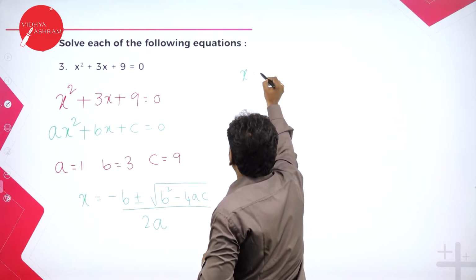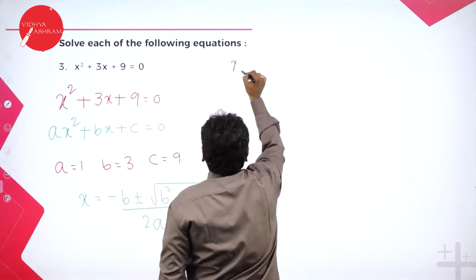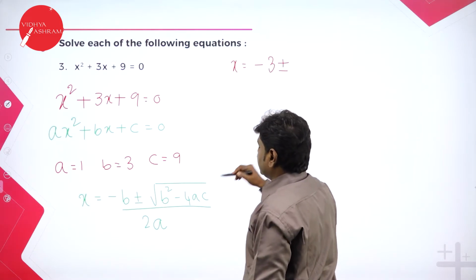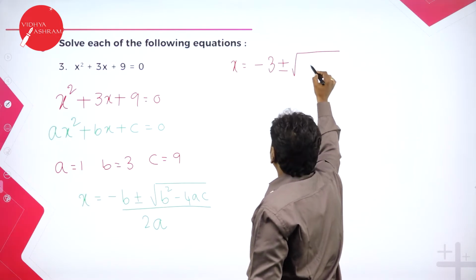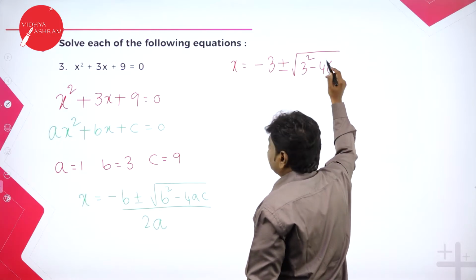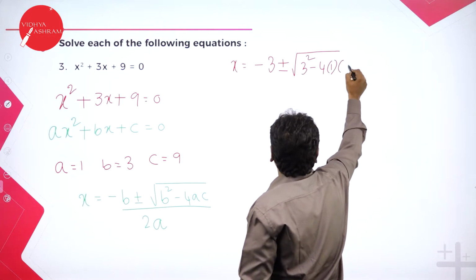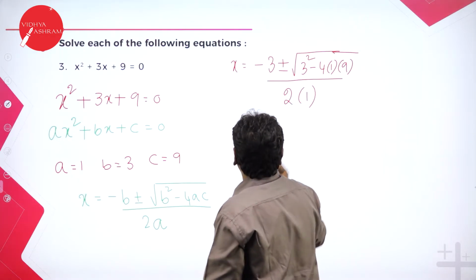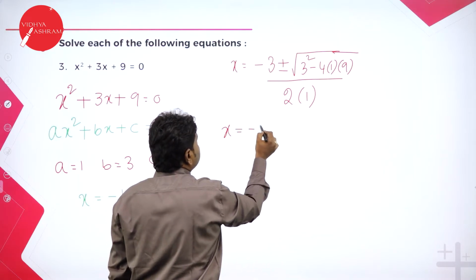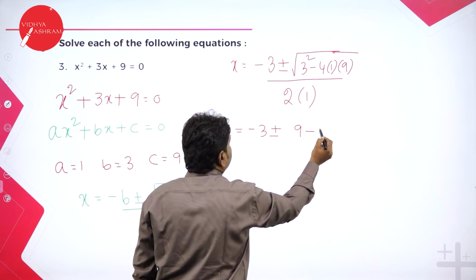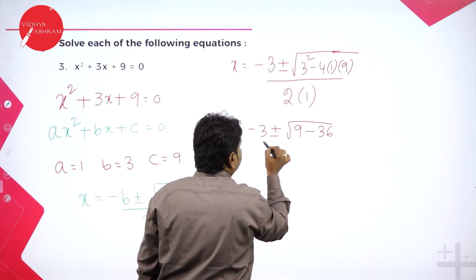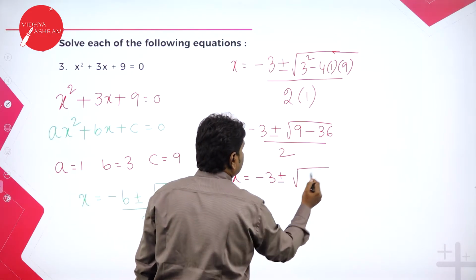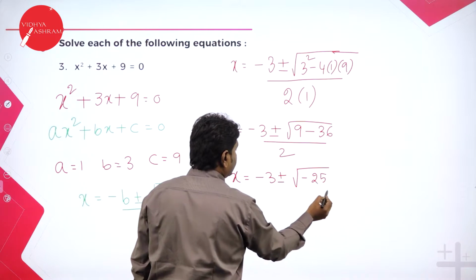That is x is equal to minus, now substitute in the formula. X is equal to minus b. What is b? 3. Minus 3 plus or minus root of b square. B square is what? 3 square minus 4ac. What is a? 1. What is c? 9 divided by 2a. 2 times what is a? 1. So x is equal to minus 3 plus or minus 9 minus 9 fours are 36 under root divided by 2. So x is equal to minus 3 plus or minus root of minus 25 divided by 2.